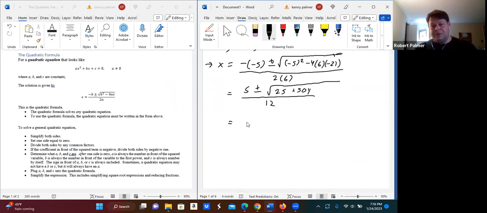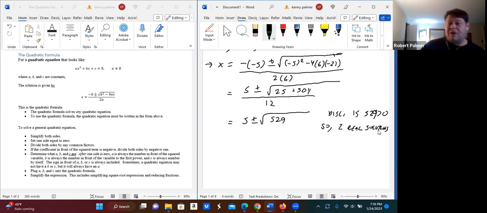Okay. Now, let's take a look at what's under the square root. So this, if I combine these, that's positive 529. Now, 529, our discriminant, is that number 529. And what that tells us then, this is positive, is greater than 0. So we have 2 real solutions. Now, discriminant doesn't tell us anything about what kind of solutions we have, other than the fact they're real. Okay. And then this is still over 12.